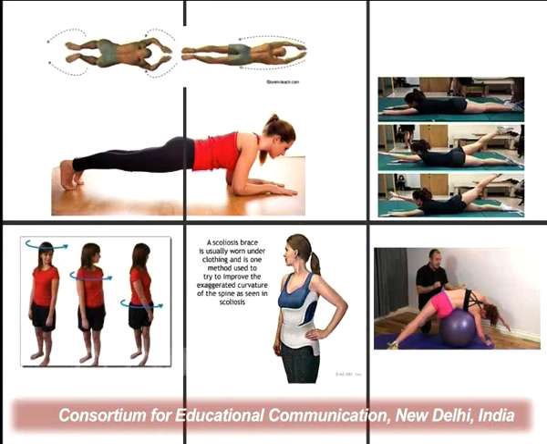This is a plank position, then breaststroke is there, twisting your body left and right, and boat position, and you can see one person lying on the ball in a C-shape kind of exercise. So these are the remedial exercises for scoliosis.